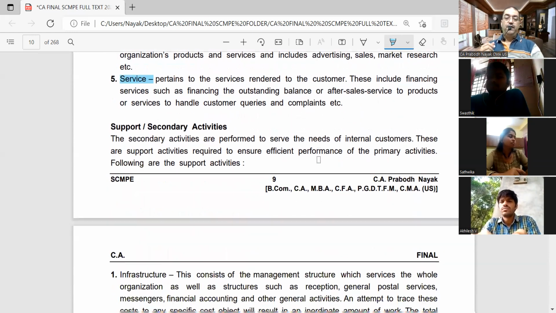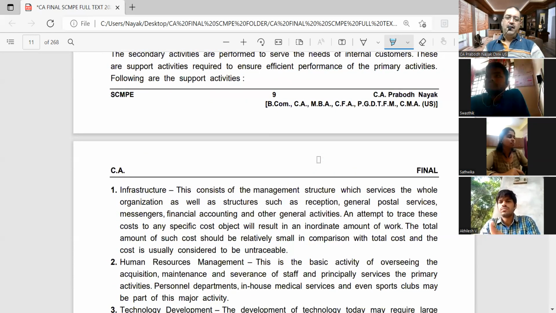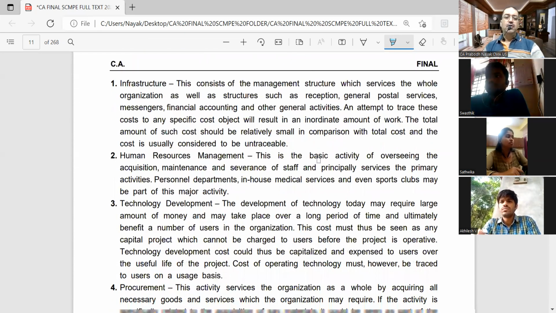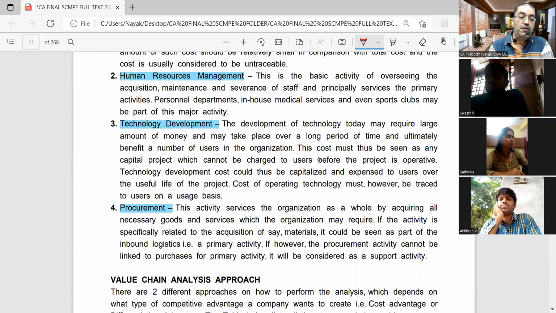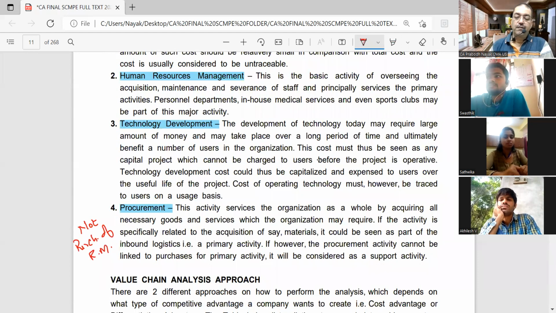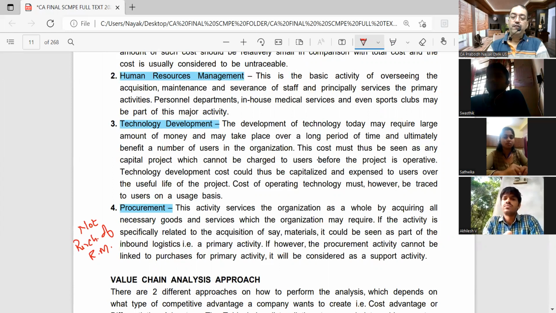Secondary activities. Secondary activities, 4 are there. You can write in any order. What are the secondary activities? Infrastructure, human resource management, HR, technological development, and procurement. Now, procurement, I want to mention specifically here, is not purchase of raw materials. Okay. Let us look at all the 4 aspects.